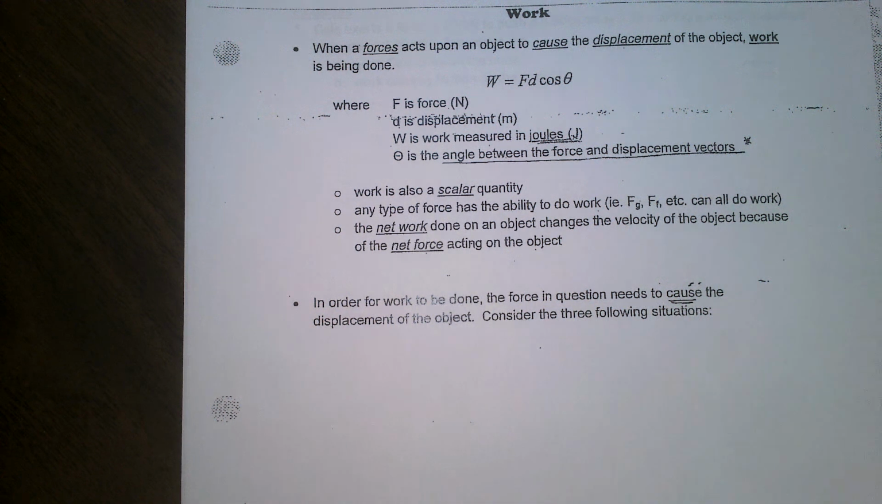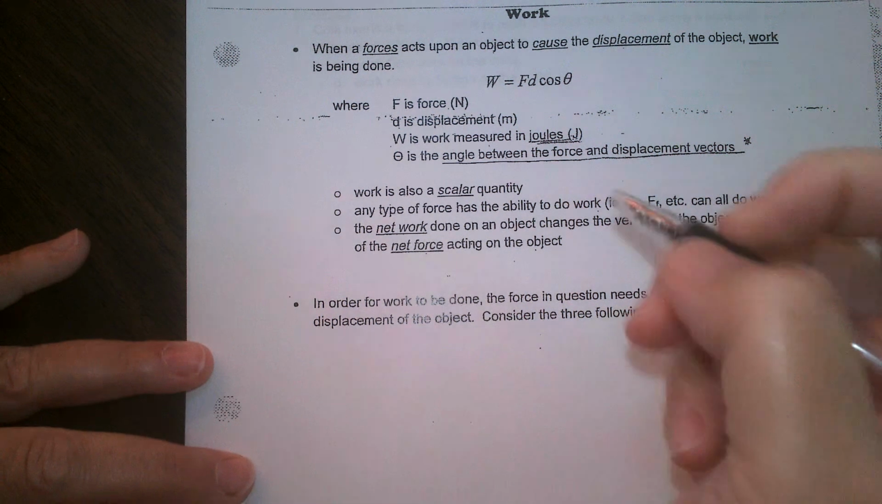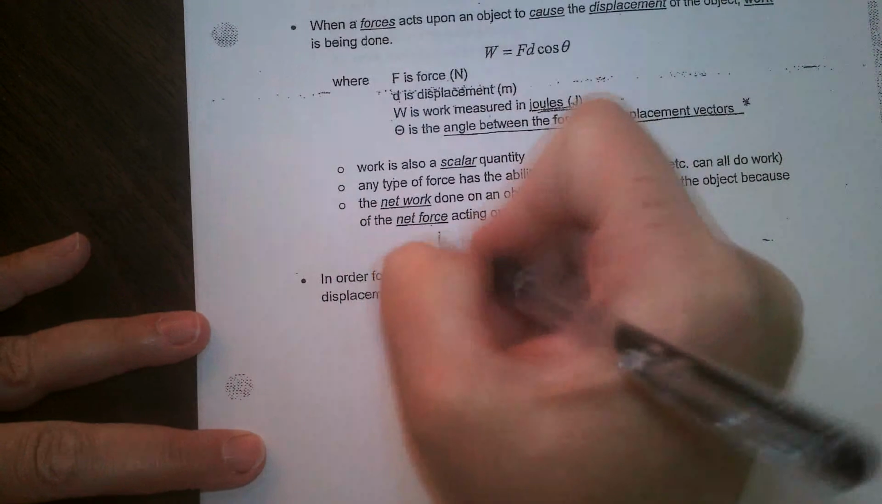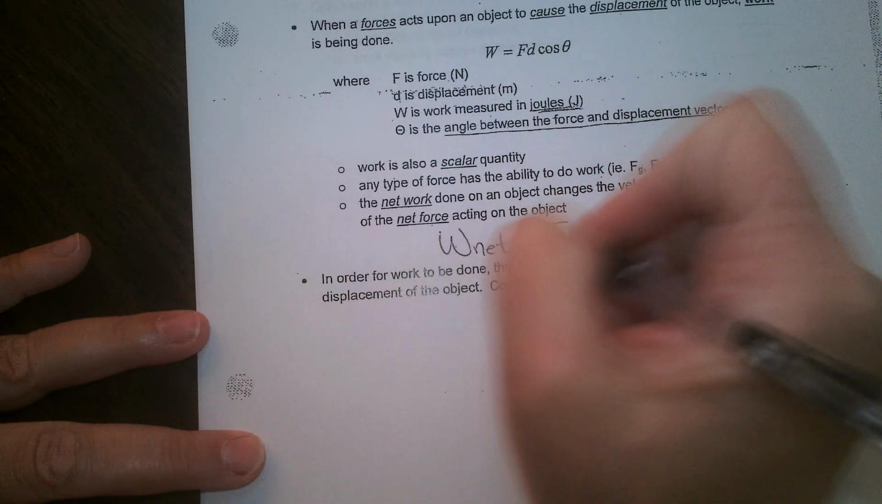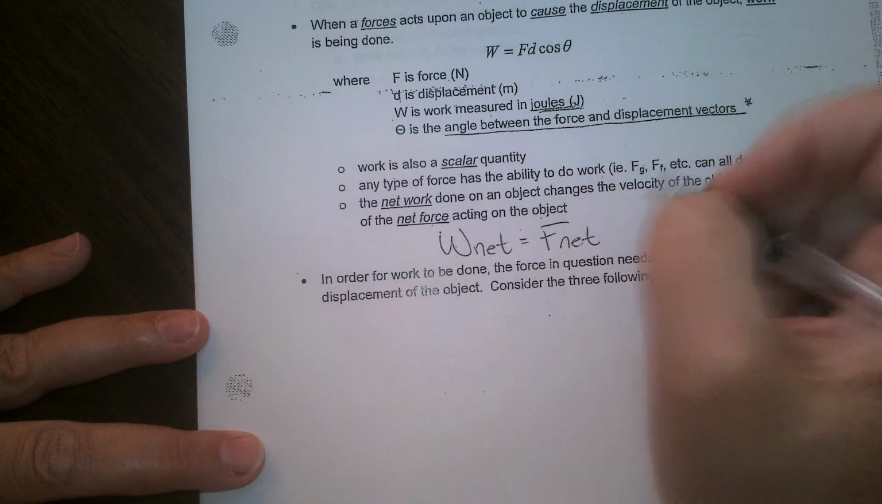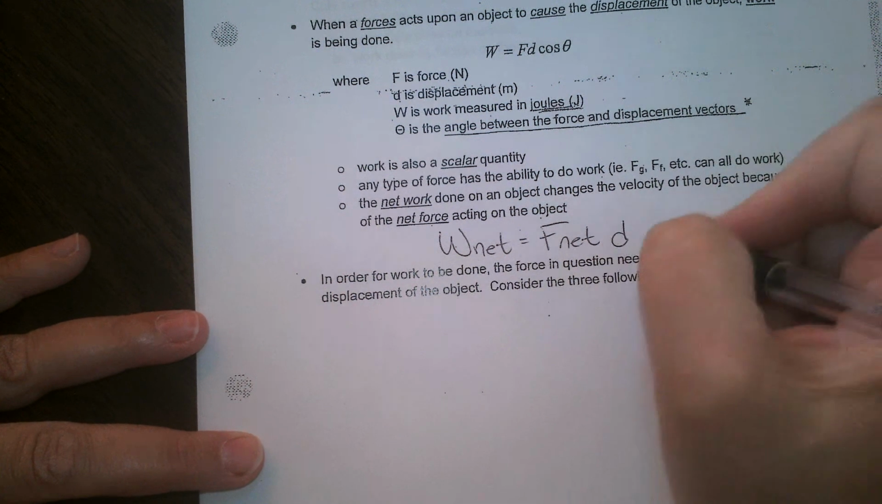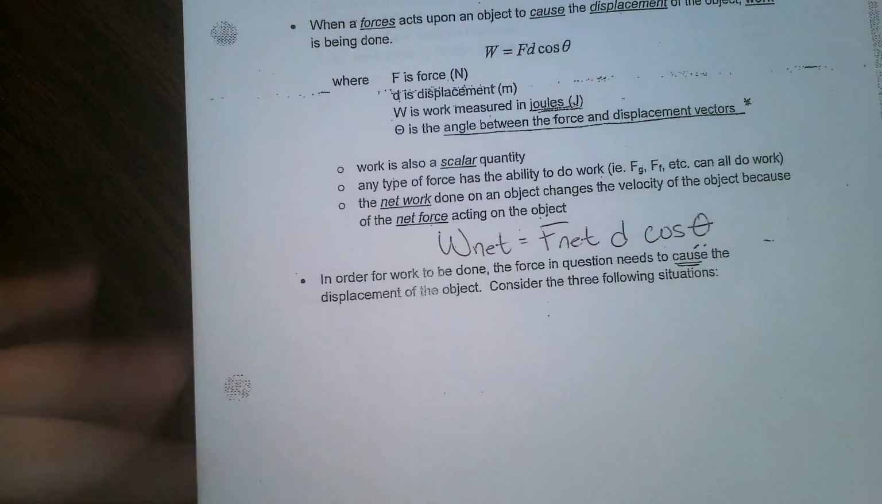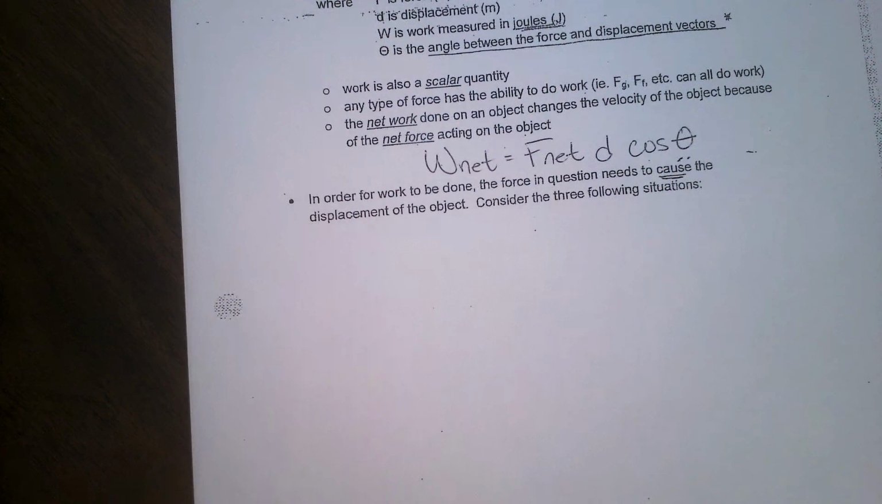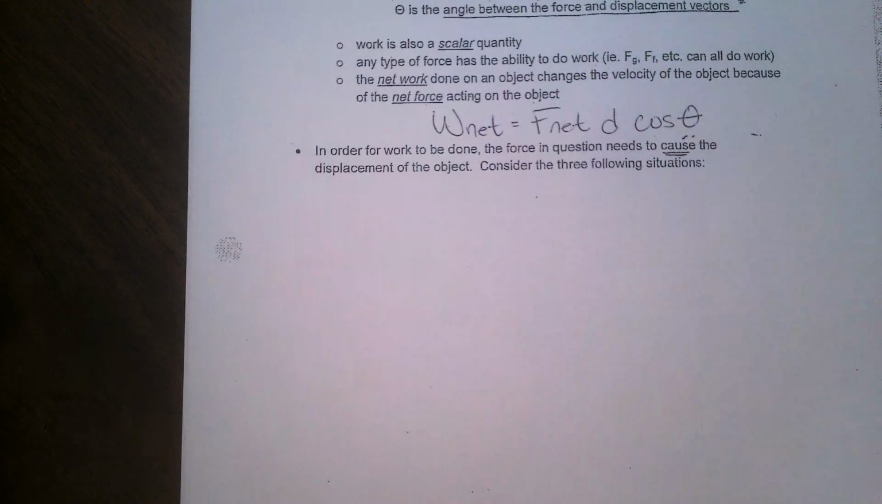Okay? Net work happens because of the net force acting on an object. And all we simply do is we modify the question to look like this. Okay? So in order for work to be done, the force in question needs to cause or hinder, right, an opposing force, the displacement of an object. We're going to look at 3 different situations. Let's look at these 3 situations here.